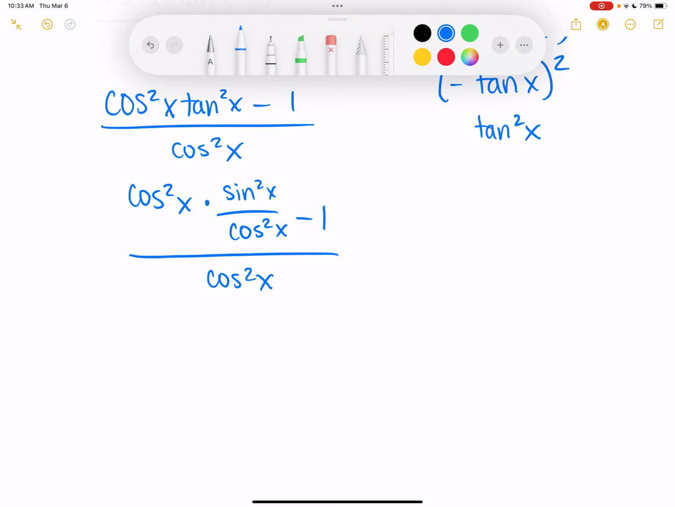Okay. All right, so now on top, what can I do? Can you cancel out the cosine? I can cancel this cosine and this cosine. And so I have on top sine squared x minus 1 over cosine squared x. Now, what am I thinking? Squared means Pythagorean identities. Is one of my identities sine squared x minus 1? No, but you could do the thing. Sine squared plus cosine squared is equal to 1.